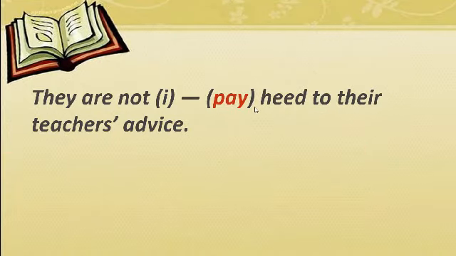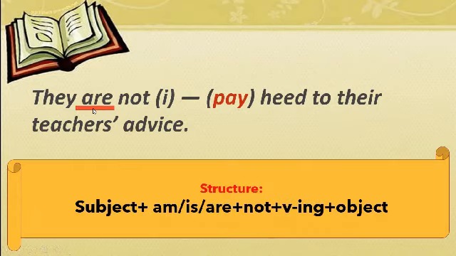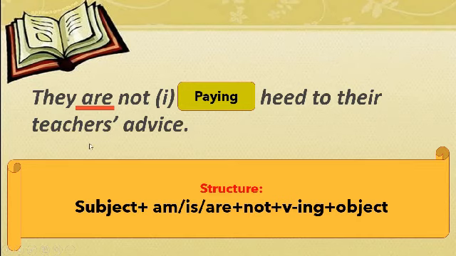They are not dash pay heed to their teacher's advice. Dear students, in the given sentence, here you find the subject they, and after they, here you find the auxiliary verb are. And according to the rule, we know that after am, is, are, if we find a main verb, then it will be changed either into continuous form or into passive form. But here the action is possible by the subject. So we can write here the continuous form paying. So the whole sentence will be, they are not paying heed to their teacher's advice.